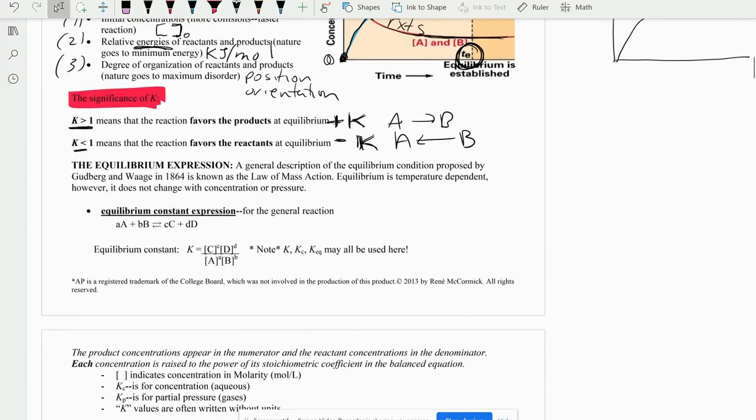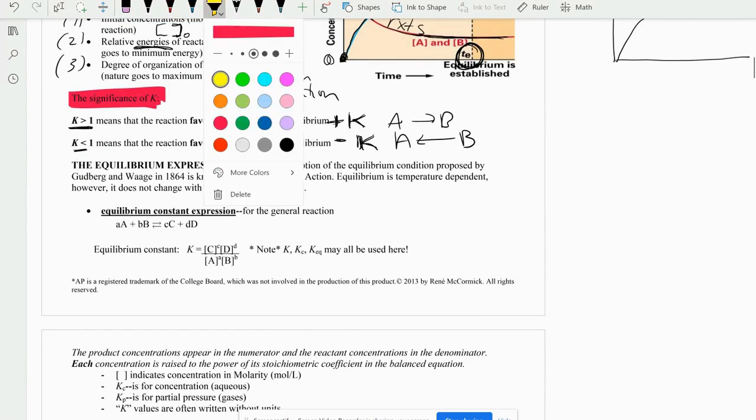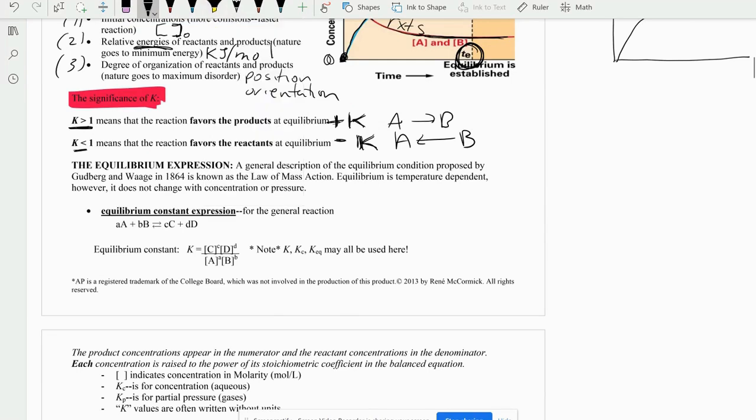All right, let's talk about what the equilibrium expression is. The equilibrium expression doesn't sound as fancy as the wording here, but it's a general description of the equilibrium condition that is present.